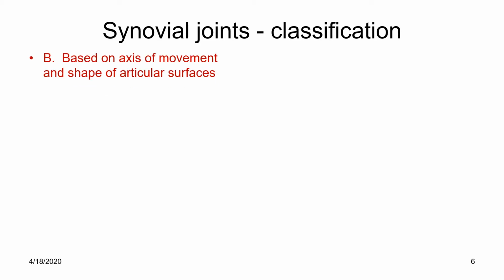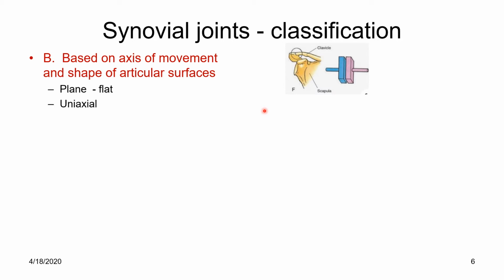Based on axis of movement and shape of articular surfaces, the synovial joints are classified into plane or flat type. See here, the articulating surfaces are flat, and this is the clavicle, and then this is the acromion. The example for plane is the acromioclavicular joint.